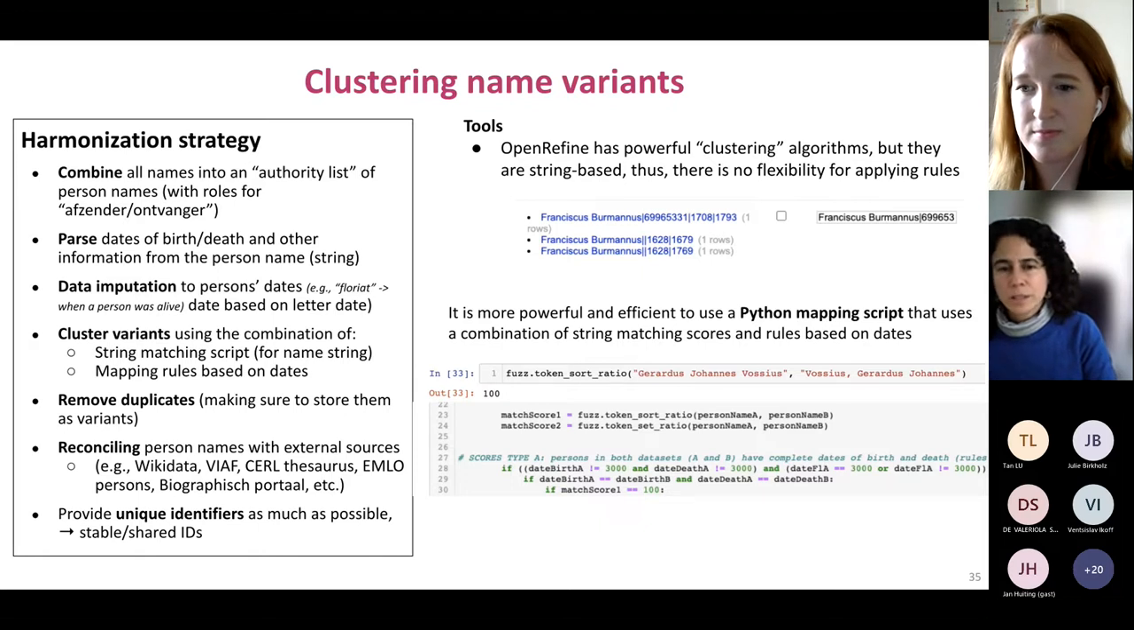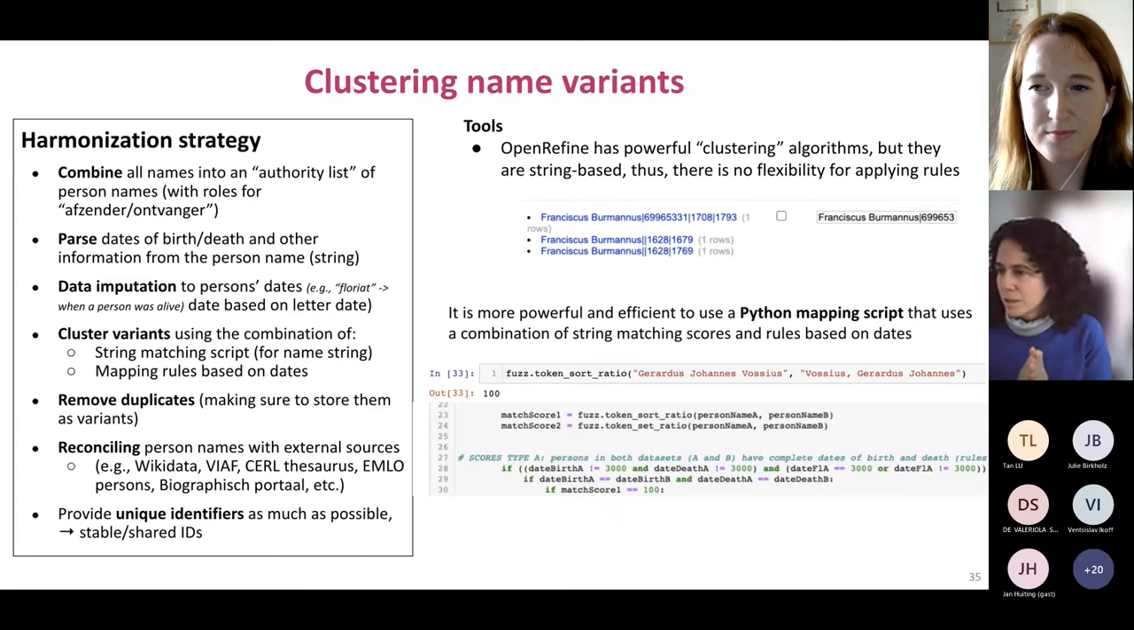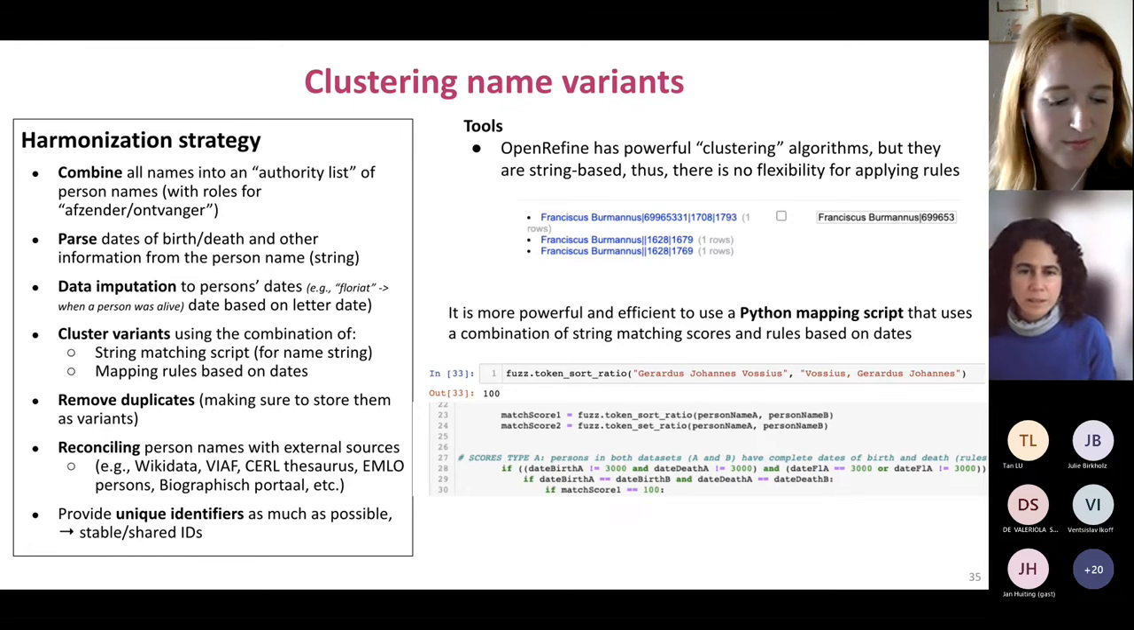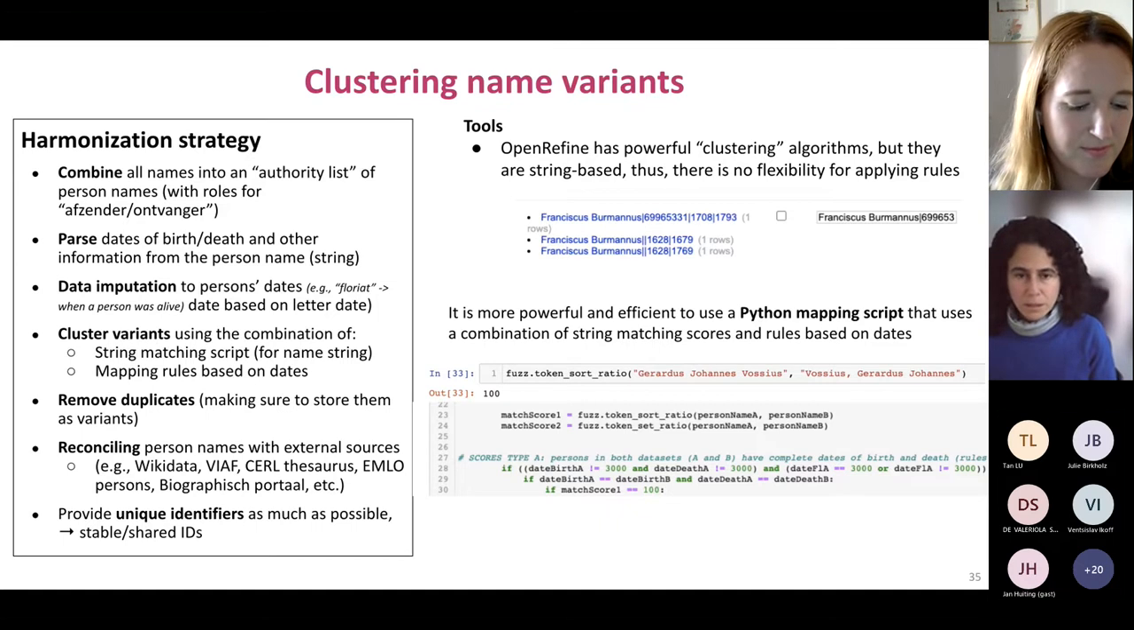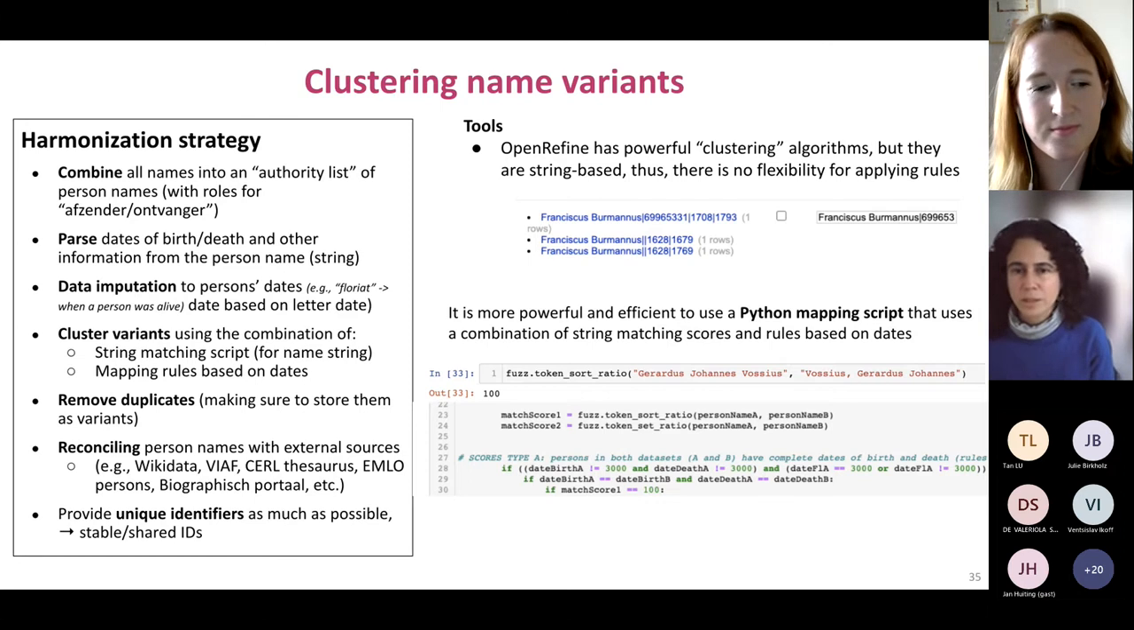And later we will reconcile it to the Biographies Portal, which is a database of person names in the Netherlands, and to Wikidata. And we hope to add the new names that we get from this process to Wikidata later, if possible, because sometimes Wikidata doesn't allow adding historical names of which we only know the name and there is no more information. We provide at the moment unique identifiers in the skill net domain, but we will also provide all these other identifiers once we have done the mappings to the external sources.